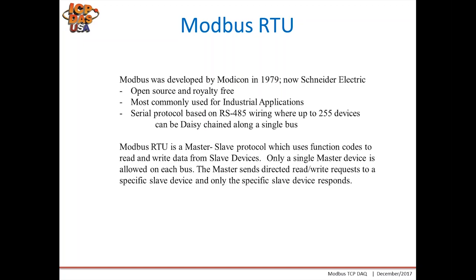Modbus RTU is a master-slave protocol which uses function codes to read and write data from slave devices. Modbus RTU only allows a single master device per bus. You can have multiple buses to expand networks, but I will go over some benefits of Modbus TCP in a few minutes. The master sends directed read-write requests to a specific slave device, and only the specific slave device will respond.